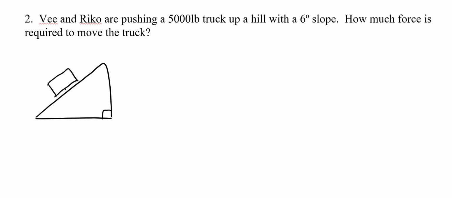And it's 5,000 pounds, so this weight is going down. That's 5,000 pounds. And let me draw this in red, but this is V and Rico. They're pushing on the truck. Oh, and let's see, let me label this. This is 6 degrees. Okay?